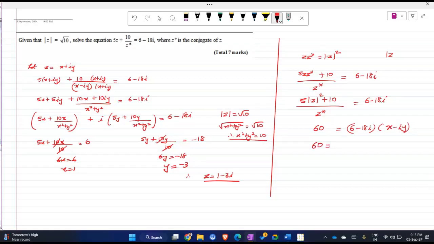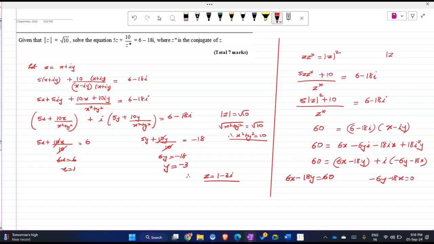Correct, good. Now what you can do is, this is your 6x, correct? Minus 6yi minus 18ix, correct? So minus 18 plus 18i square y, so minus 18y. So 60 is equal to 6x minus 18y, correct? Also real plus imaginary: minus 6y minus 18x. So we're saying 6x minus 18y is equal to 60, and minus 6y minus 18x is equal to 0. Real part and imaginary part.